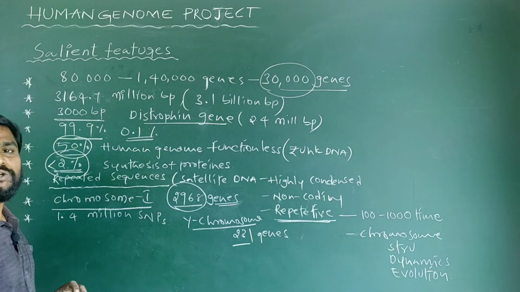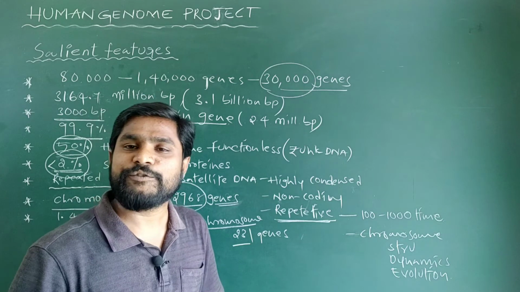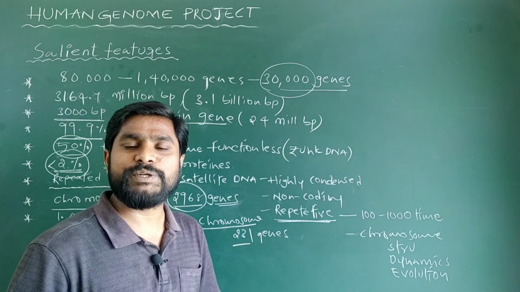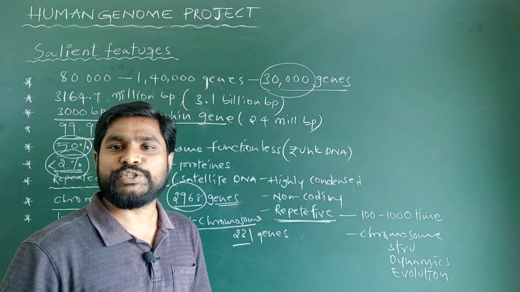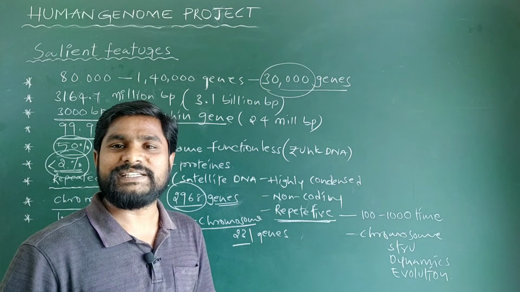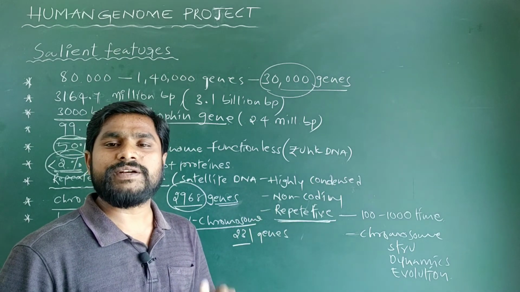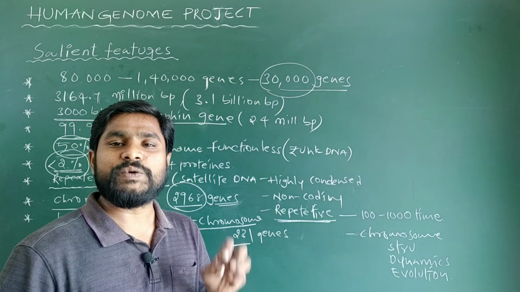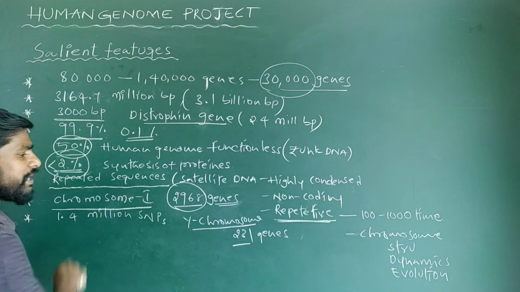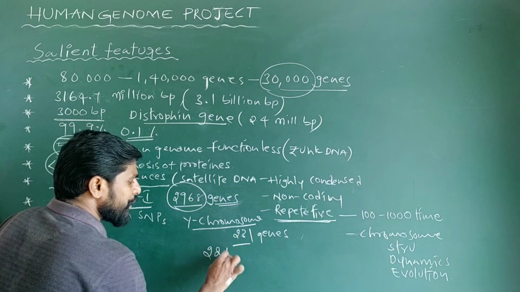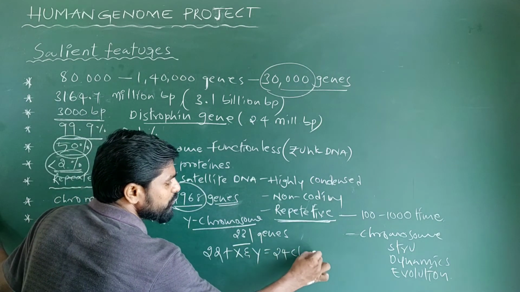Here we said that the Human Genome Project sequenced only the haploid set of chromosomes. How many chromosomes come in the haploid set of human beings? 23 chromosomes. But the 23rd pair of chromosomes in the human genome are allosomes, which is a heterologous pair where the X chromosome is different, the Y chromosome is different. So the Human Genome Project has sequenced the 23rd pair completely. Therefore, the number of chromosomes sequenced by the Human Genome Project are 22 plus X and Y chromosomes, total 24 chromosomes.